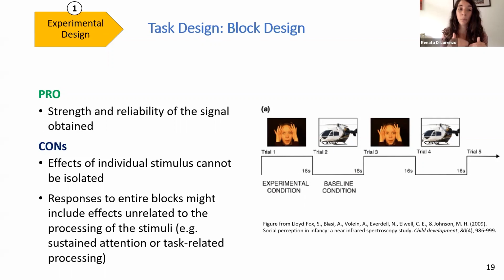The pro is that it has a strong and reliable signal, but the con is that you lose the effects of individual stimuli. As I said, if you have more than one stimulus in one experimental condition, then you cannot isolate the effect of one stimulus, but the end result will be one hemodynamic response evoked by all of these stimuli. Another con is that responses to the entire block might include effects related to the processing of the stimuli, for instance, sustained attention or task-related processing.